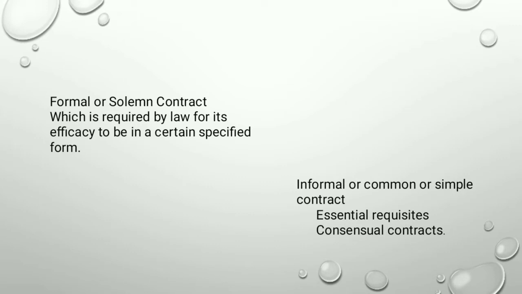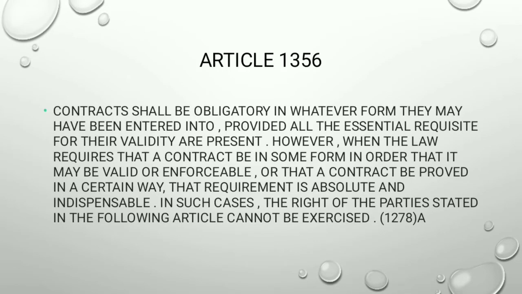Formal or solemn contracts are required by law for their efficacy to be in a certain specified form. Informal or common or simple contracts only need essential requisites, or mas madaling sabihin, consensual contracts. Article 1356: contracts shall be obligatory in whatever form they may have been entered into, provided all the essential requisites for their validity are present. However, when the law requires that a contract be in some form in order that it may be valid or enforceable, or that a contract be proved in a certain way, that requirement is absolute and indispensable. In such cases, the right of the parties stated in the following article cannot be exercised.